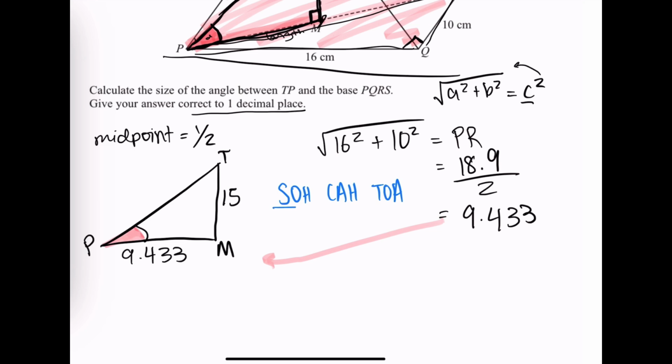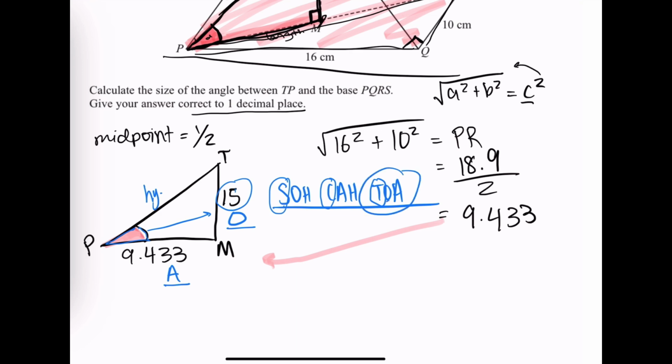So SOHCAHTOA. We can see over here that this is the equation for sin, this is the equation for cos, this is the equation for tan. Let's label the opposite, adjacent, and hypotenuse. We know this is H. Whatever is opposite the angle is the opposite, and whatever is next to it is the adjacent. We have the opposite and the adjacent, so we know we're going to use tan, since this is O and A, which are the two data that we have.